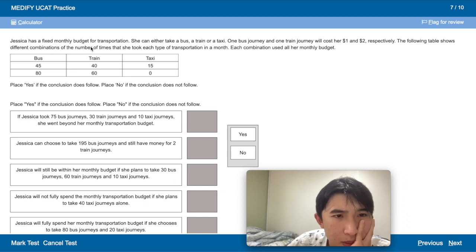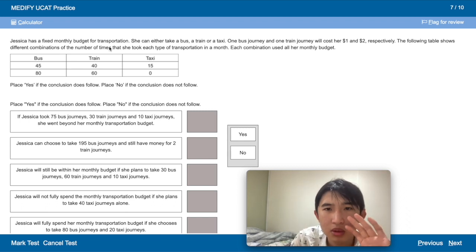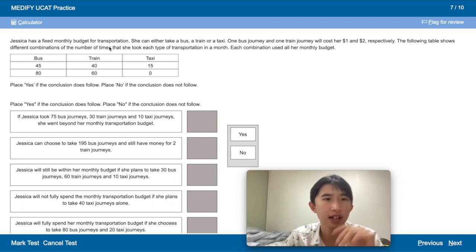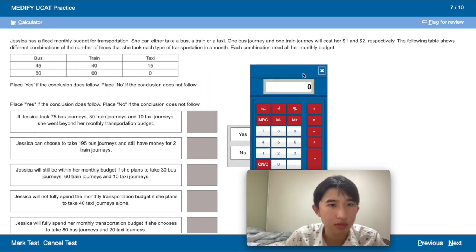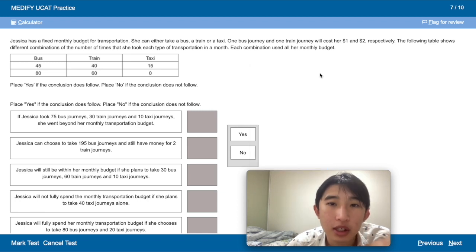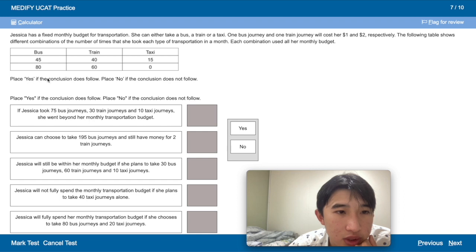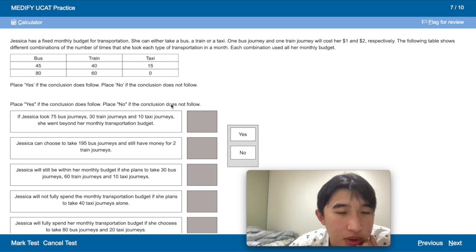Different combinations and number of times that she took. Do you mean? Do they add up to... Alright, okay, fair enough. If Jessica took 75 bus journeys, 30 train and 10 taxis, she went beyond.